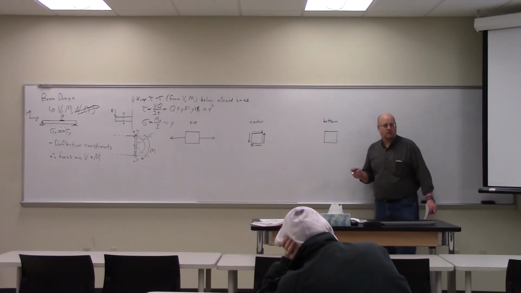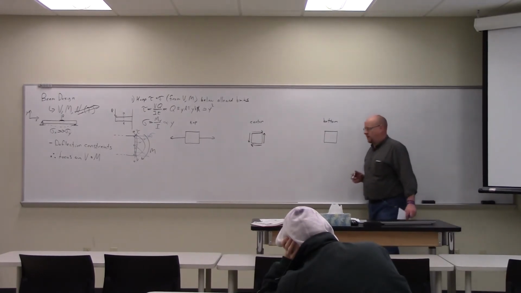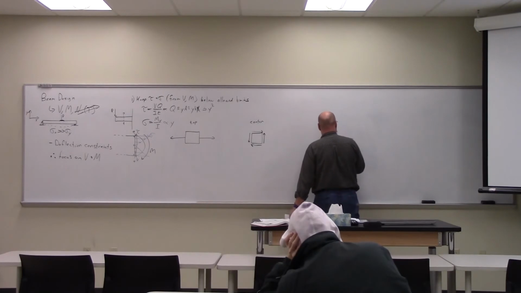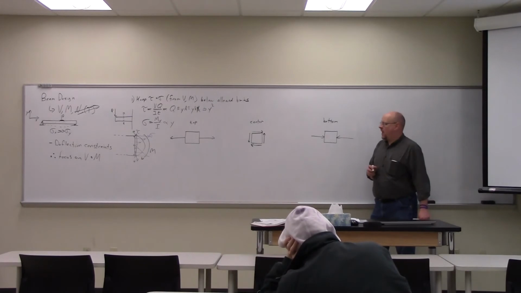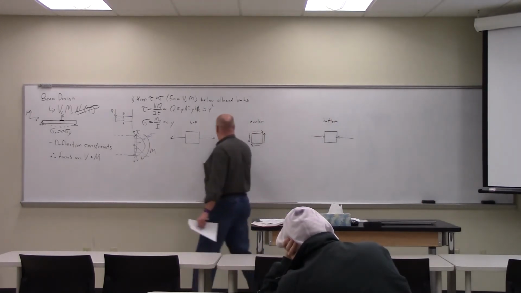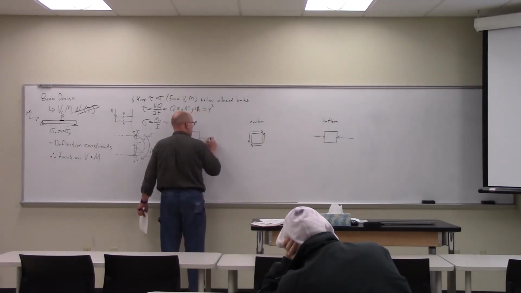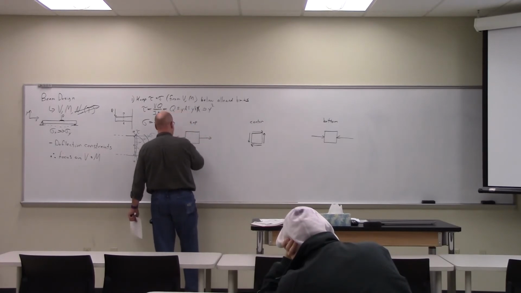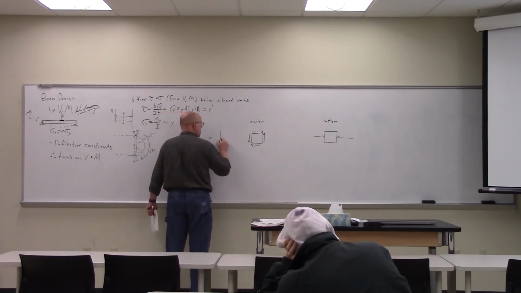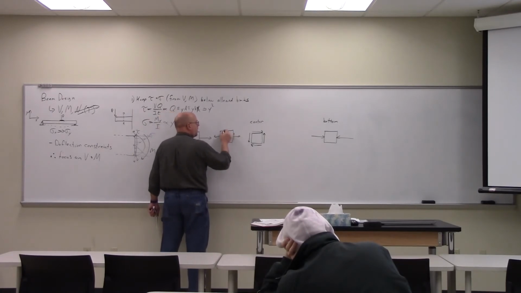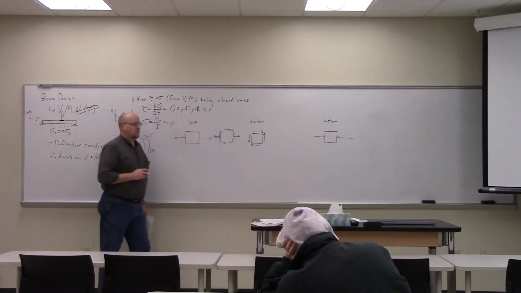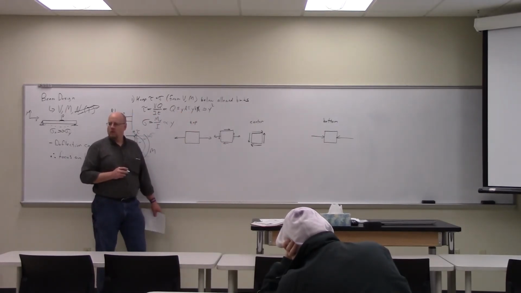What would the bottom look like? Compression. It's in compression, right? And as I gradually move from one to the other, if I look at a section in between the top and the bottom, I'd have a slightly smaller tensile load and a slightly smaller shear. Right, somewhere in between those two.